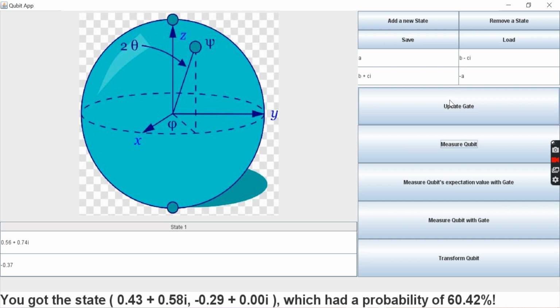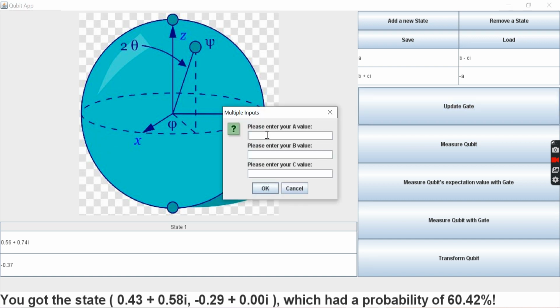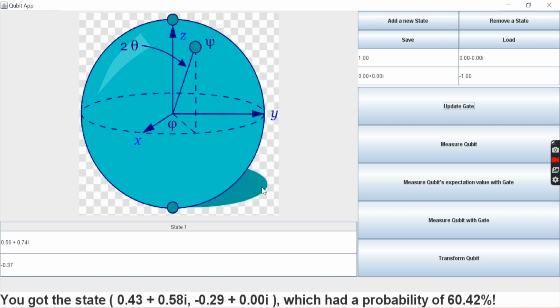Another interesting part of quantum mechanics is that I can enter a gate. A gate is a Hermitian unitary matrix, and all that means is that my eigenvalues are going to be real numbers, not complex. This is a special gate called the Pauli Z matrix, and what this gate means is that it represents the Z axis here. So if I measure with this gate, I would be measuring along the z-axis.